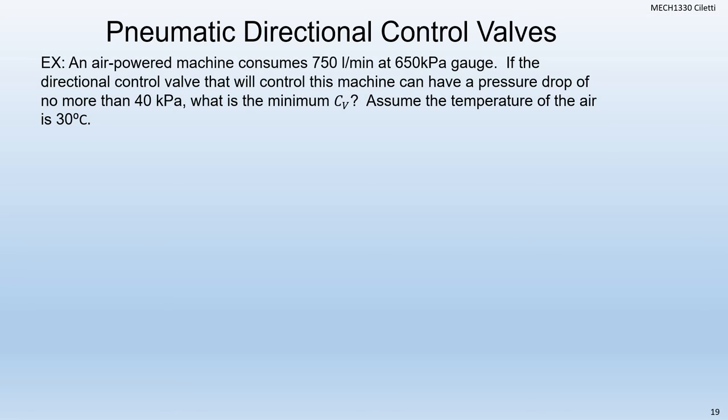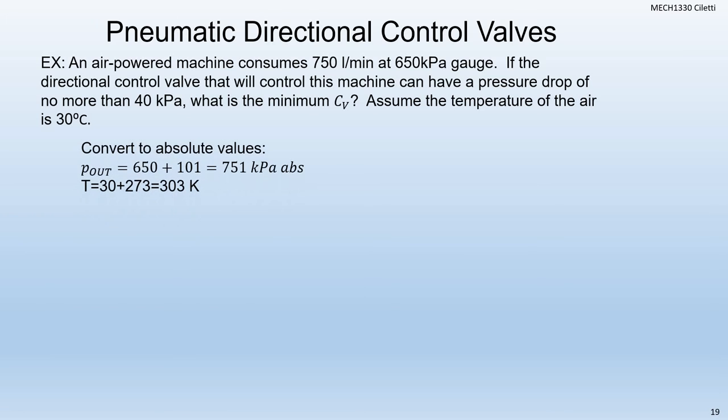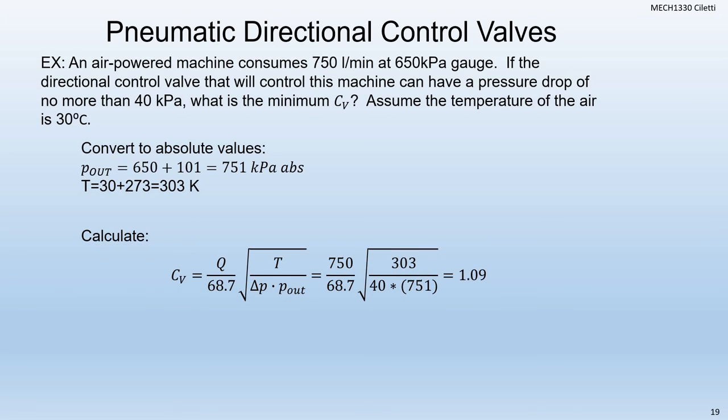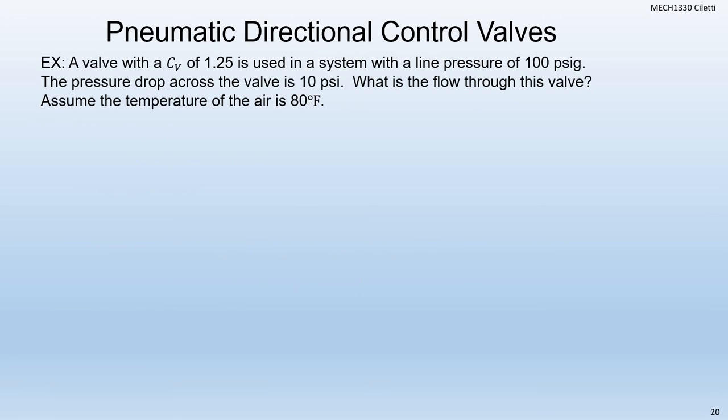Just like the previous one, we have to make sure we put everything into the correct units. So our output pressure has to be 650 plus 101, that's atmospheric pressure for metric, and then we have to make sure we're in Kelvin, so we take 30 plus 273 to get our temperature in Kelvin. Then we substitute in our given values, and we get 1.09 for our flow coefficient. That means if we choose a valve of 1.09 or higher, the pressure drop will not be more than 40 kPa in the system.